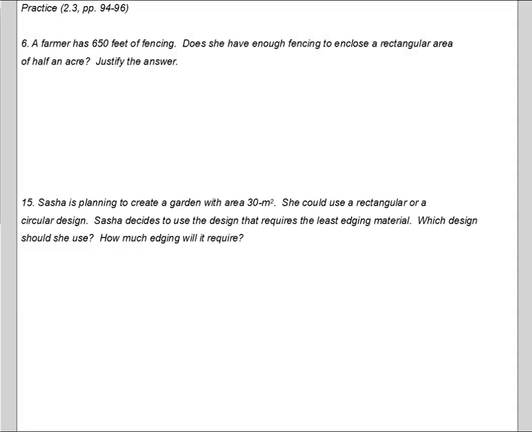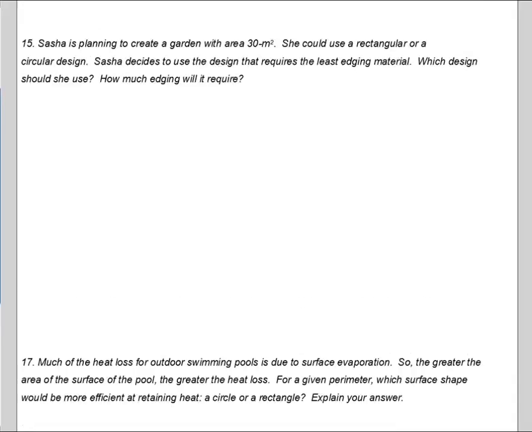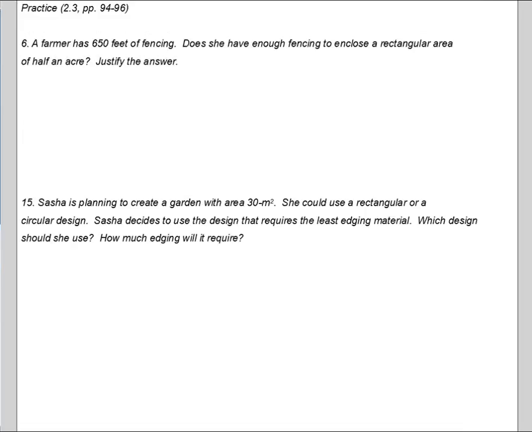All right, on the last page in your handout are 3 problems. Number 6, 15, and 17 from your textbook. These are found on pages 94 to 96. We'll go through these together and solve them, and then you'll have class time to work on some similar problems. So the first one, we have fixed perimeter, 650 feet of fencing. We can take note that it's a fixed perimeter problem, so that would be area optimization.